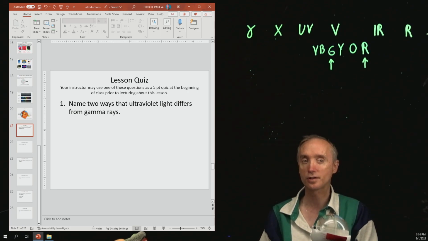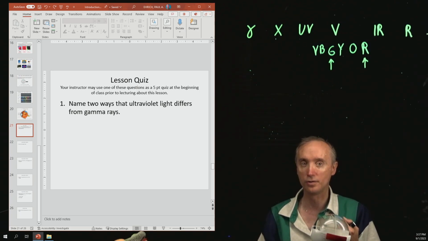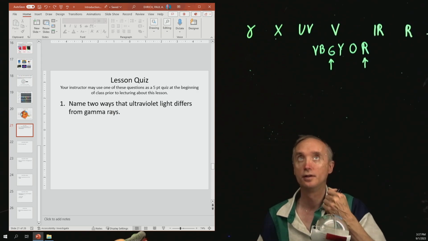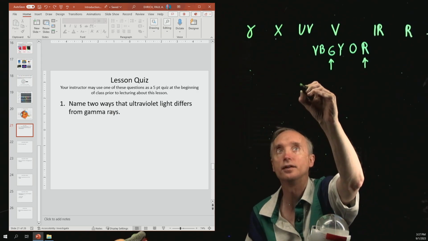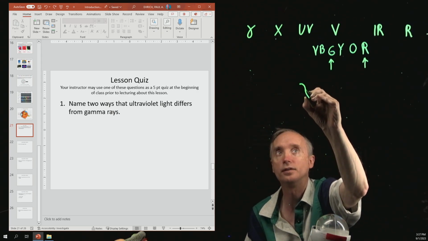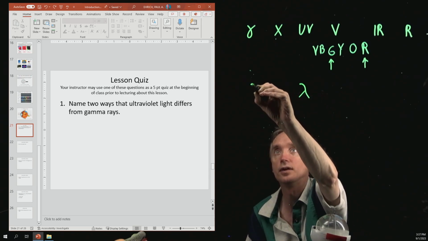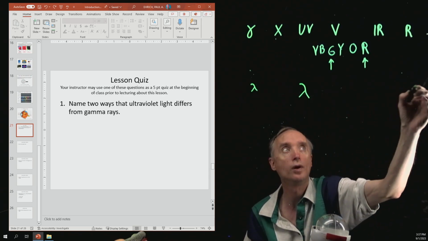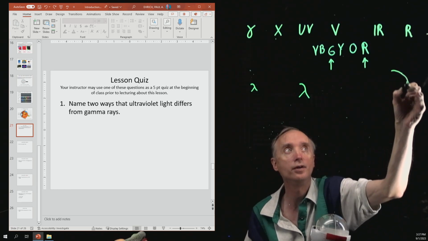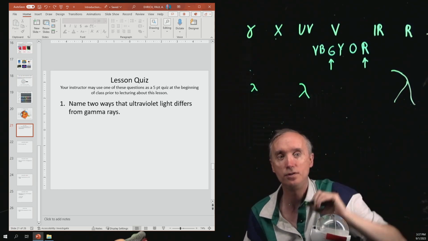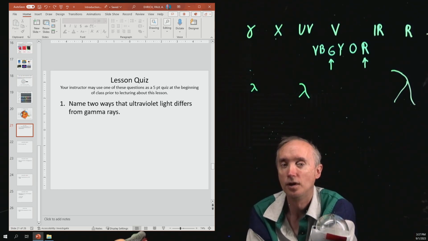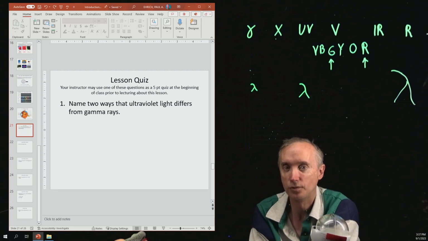All right, so we talked about wavelength, so that would be one way that they would be different. So which one would have the larger wavelength, the ultraviolet or the gamma? So the ultraviolet is going to have the larger wavelength than the gamma, because way over here, the radio waves, those were the ones that had the huge wavelength. So what was another difference between them?